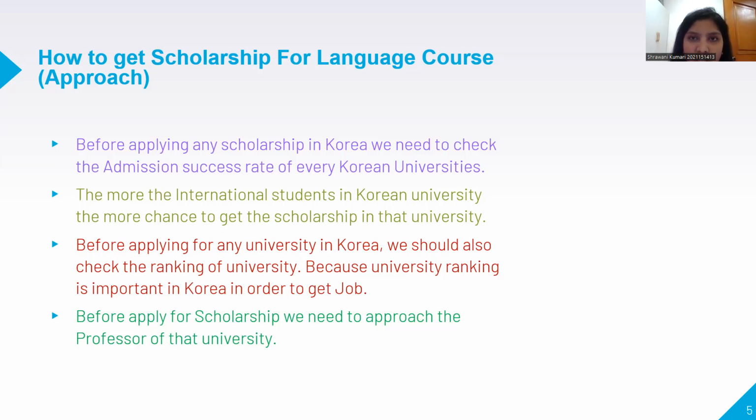So I make out the list of which universities have a high admission success rate. I'll list five universities as follows: Ewha Womans University, Hanyang University, Chonnam National University, Sogang University, and one more is Yonsei University. Yes. In those universities, the admission success rate is higher than the others.